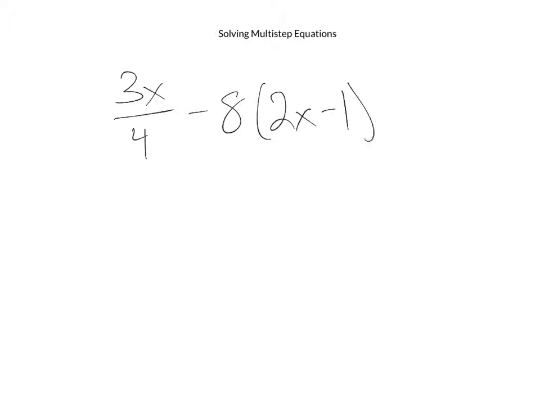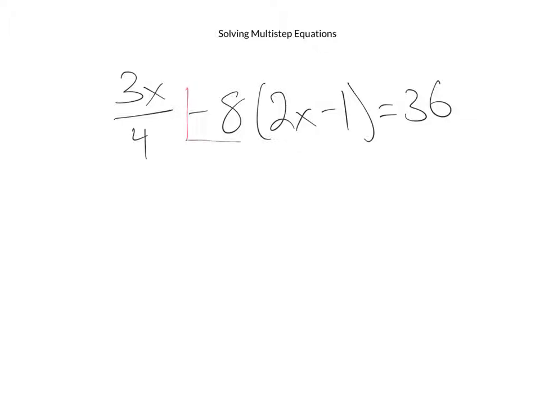Okay, solving multi-step equations. I'm going to be combining a couple of different elements here and working on a multi-step equation. So let's say we have 3x over 4 minus 8 times 2x minus 1 equals 36. Okay, we have a lot to unpack here. Order of operations would typically dictate that we do what's inside the parentheses first, but there isn't anything to do inside the parentheses because, as we've just discussed, these two things aren't like terms, so we can't combine them.